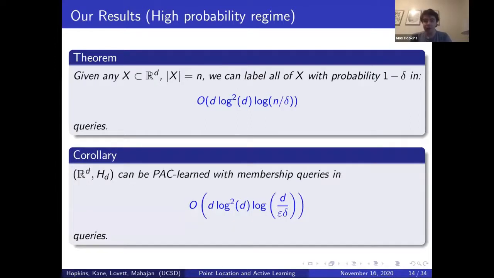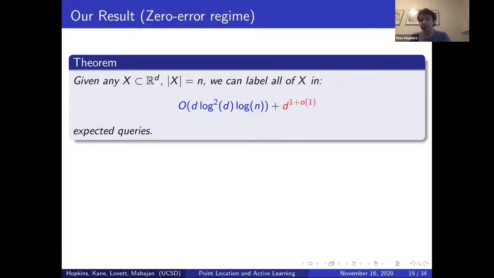And moreover, you can plug this into your favorite PAC learner, and it shows that you can actively PAC learn half spaces, as long as you're allowed to synthesize points with membership queries, in about d log(1/(epsilon delta)) queries, which is again very close to the information theoretic optimum and is a factor of d better than any previously known algorithm to our knowledge. The second regime we study is much harder.